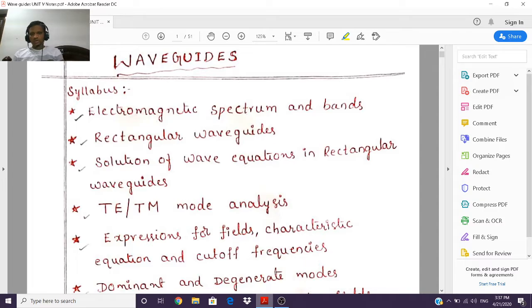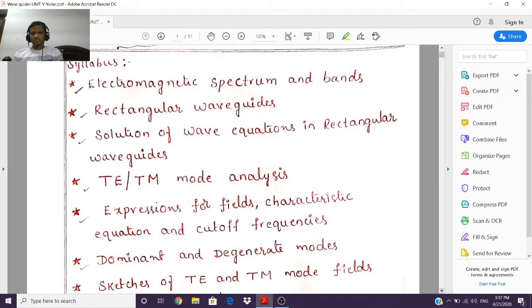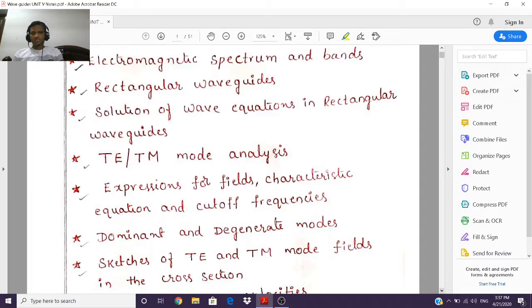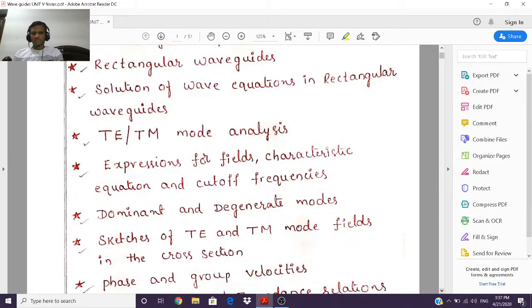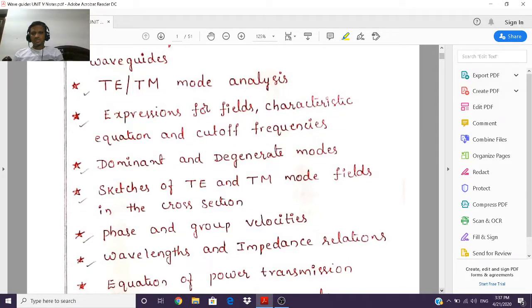So first I would like to cover the electromagnetic spectrum and bands, and next rectangular waveguides, meaning classification and the various modes which are possible in them, and next the solution of wave equations in rectangular waveguides, and next the transverse electric and transverse magnetic mode analysis. Then we will find the expressions for the fields, the characteristic equation and the expression for cutoff frequencies.